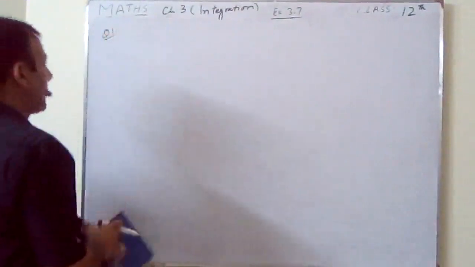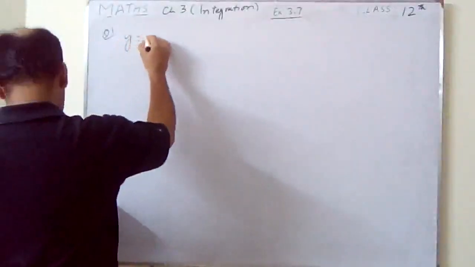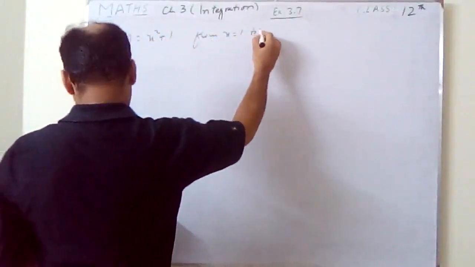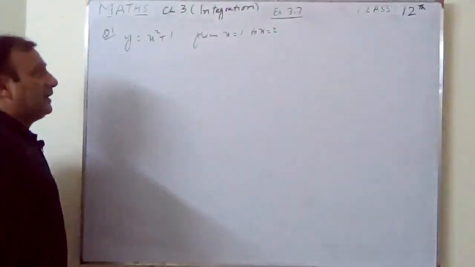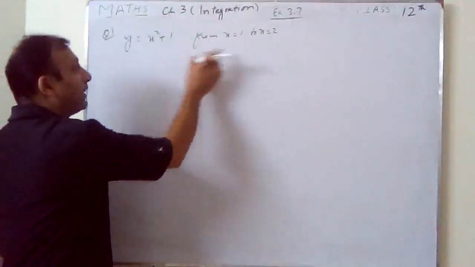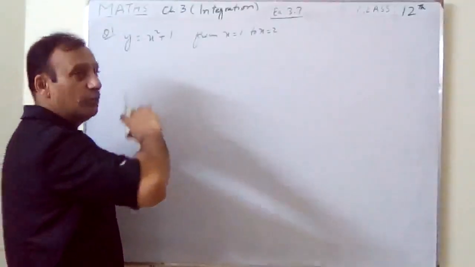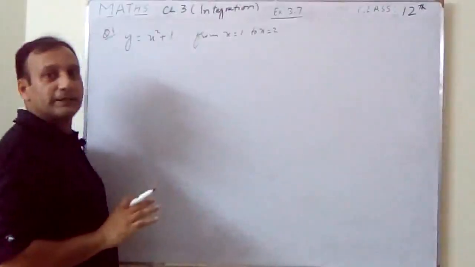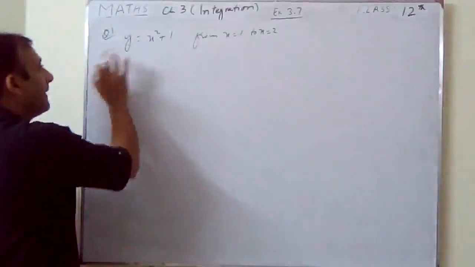Question number 1, we start. Find the area between the x-axis and the curve y is equal to x square plus 1 from x is equal to 1 to x is equal to 2. The first thing we check is whether this value is positive in this interval or not, from 1 to 2. When we put 1 here, it is positive. When we put 2, it is again positive. If we put in values between 1 and 2, y remains positive.